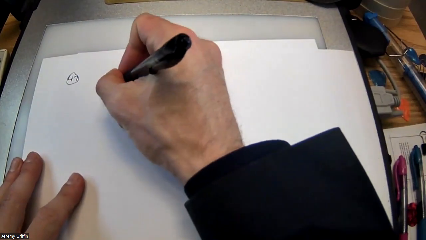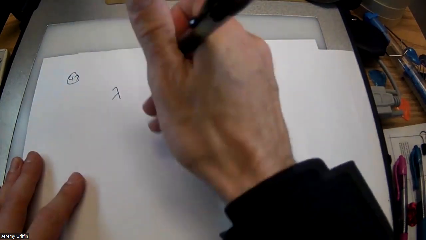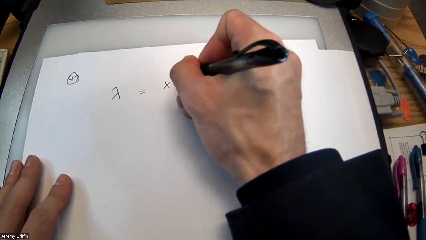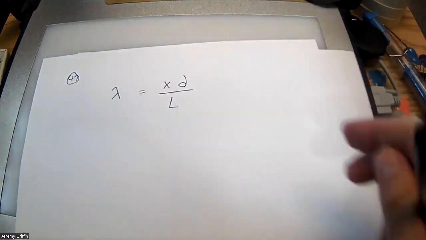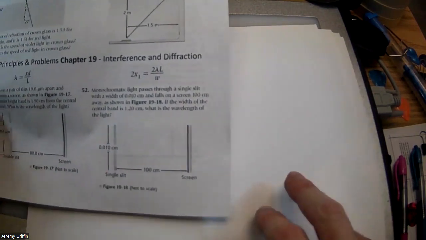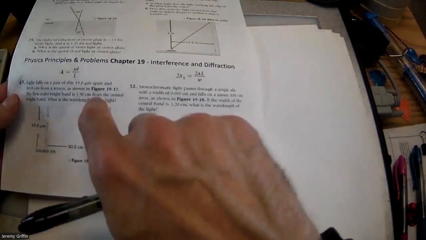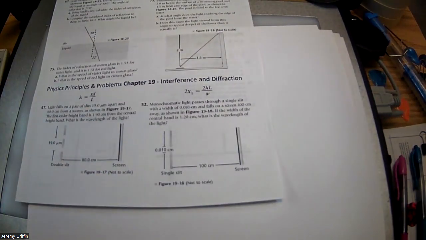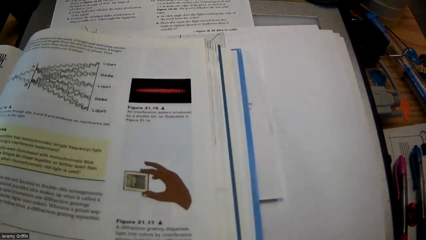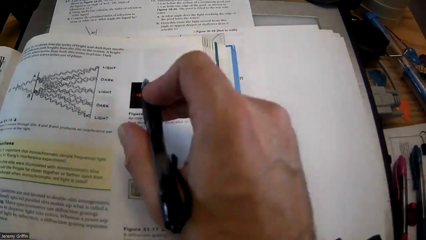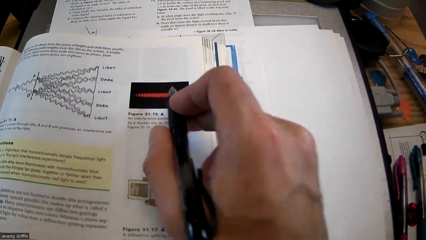Yeah. So we got wavelength. That's what lambda is, right? Wavelength is equal to x times d divided by L. Let's see what each of those variables would pair up with, or what would be reasonable. I'm thinking that x refers to the distance between each of these blips of light on this interference pattern. Okay, so that's x.